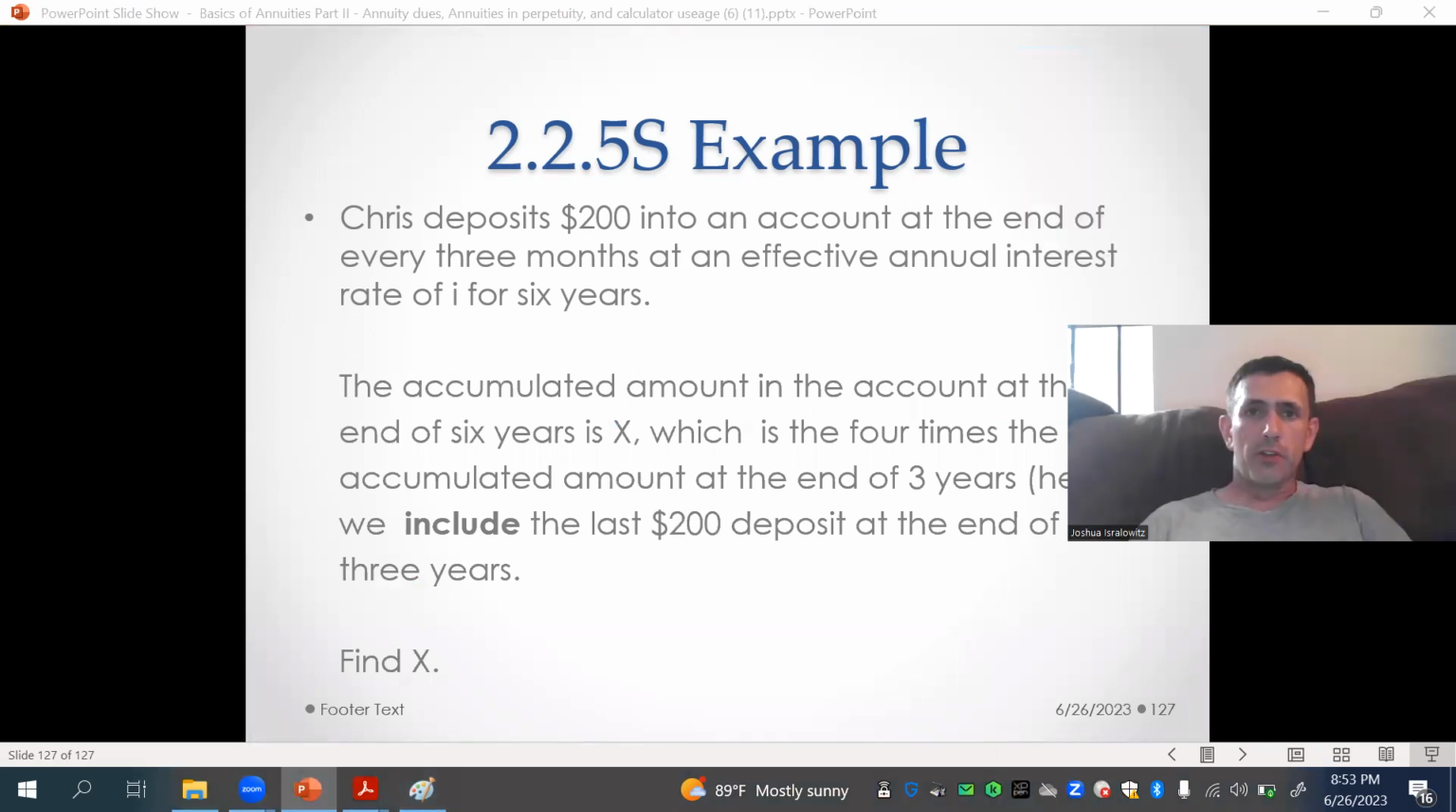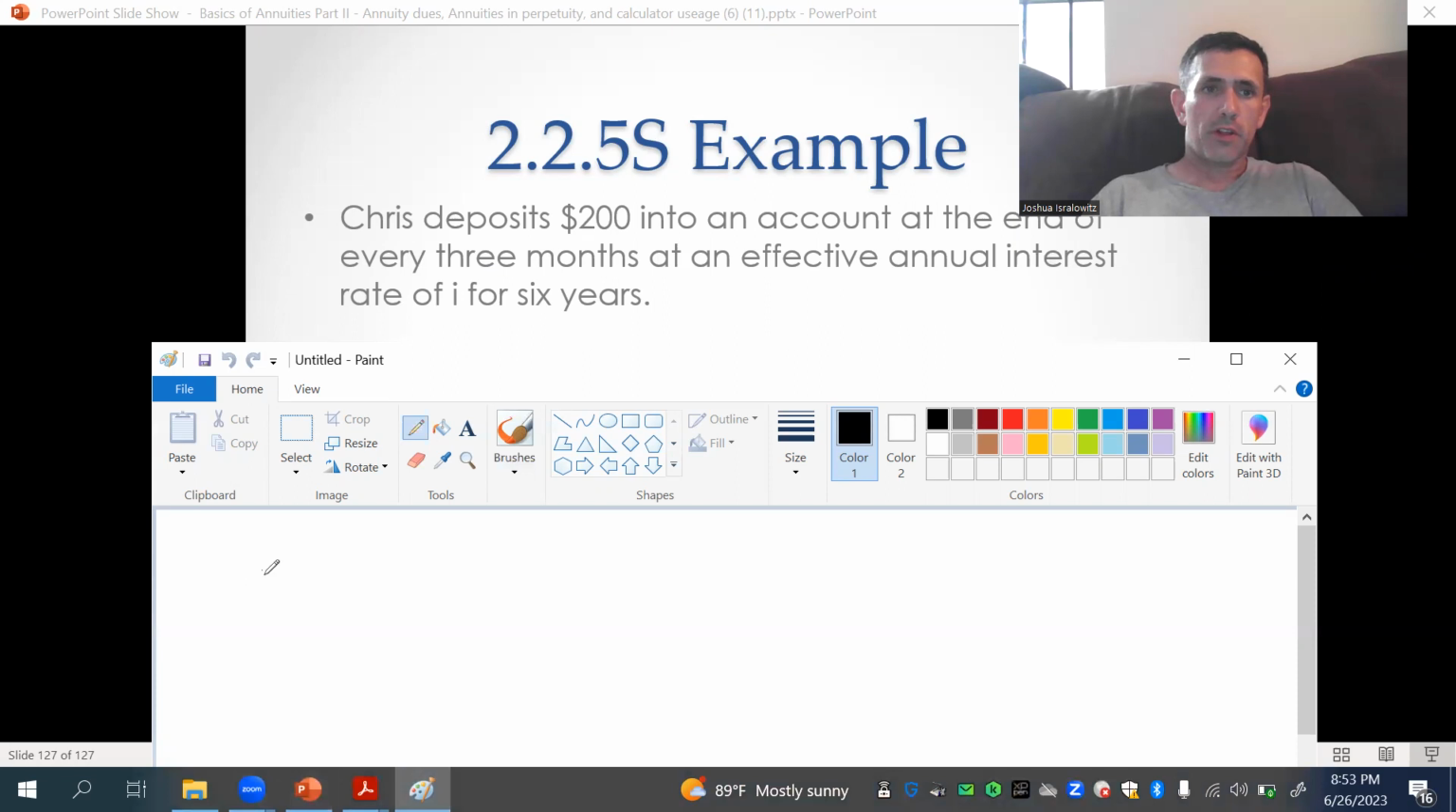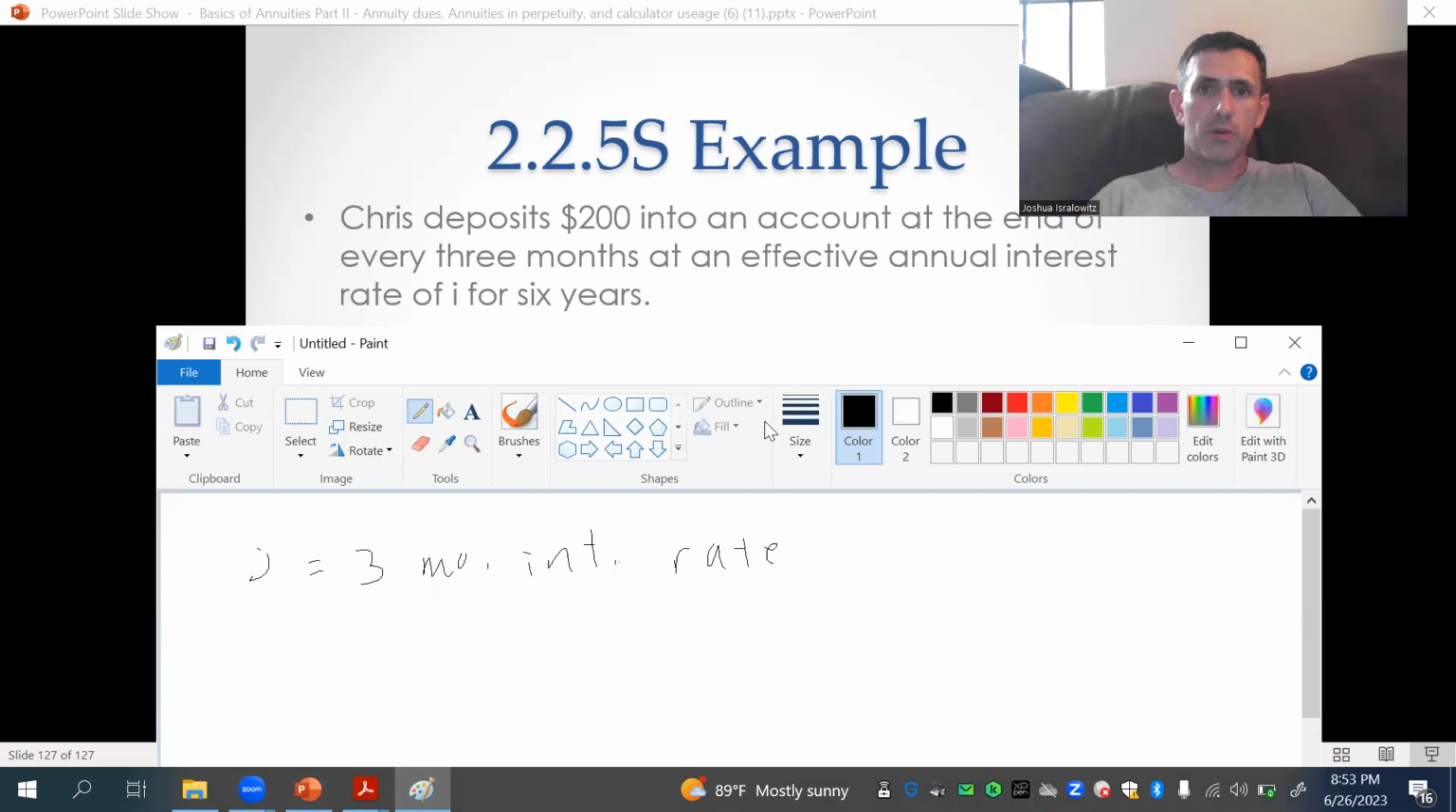The 3-month interest rate is what's relevant. So let's say J is the 3-month interest rate. Like I said, I'm not going to solve for I because I don't need it.